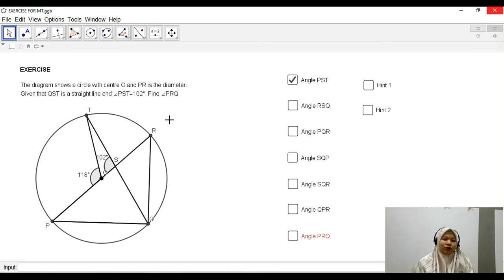To find this, can you see a few shapes that we have learned before? Okay, the first one we have is a triangle. Now let's check: do the vertices lie on the circumference? Yes, P, Q, and R lie on the circumference of the circle. Now let's check whether one of the sides is the diameter. Yes, the question stated that PR is the diameter. Hence, we know that angle PQR is 90 degrees.